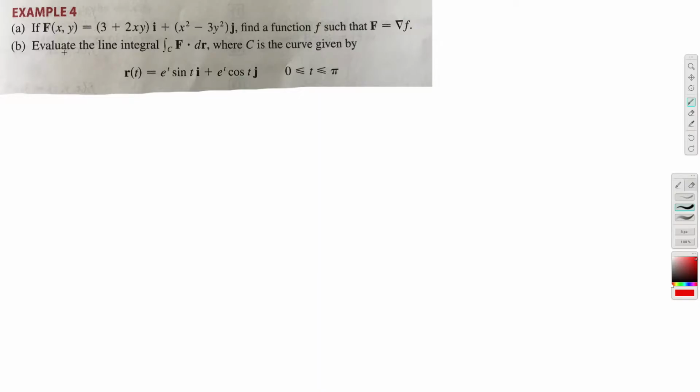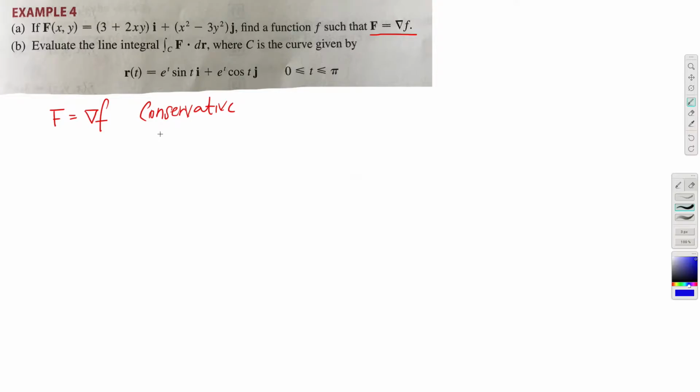All right. So it's telling us if F is this, find a function f such that F equals the gradient of f. So we should know by this stage that this statement here basically tells us that F is conservative. Implicit in the question is, hey, F is conservative, find the potential function. I'm going to prove that this is conservative to start off with, just because, why not?